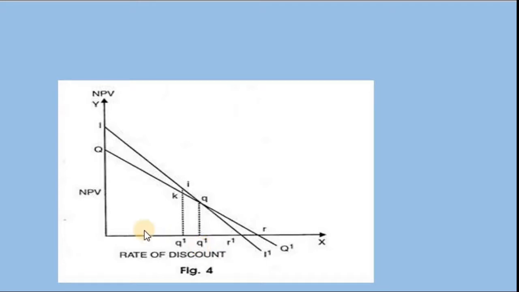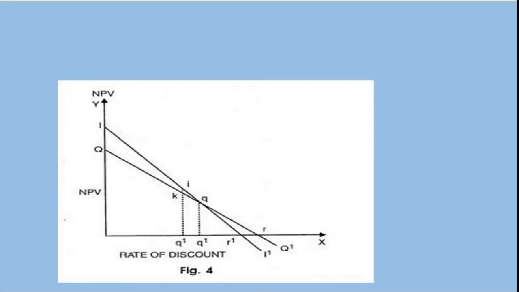But if the discount rate falls below OQ2, then project I should be chosen because in this case NPV is higher. The choice is based on the changes in the discount rate, which is called switching and reswitching. So here the choice is made according to the discount rate, and that is called switching and reswitching.